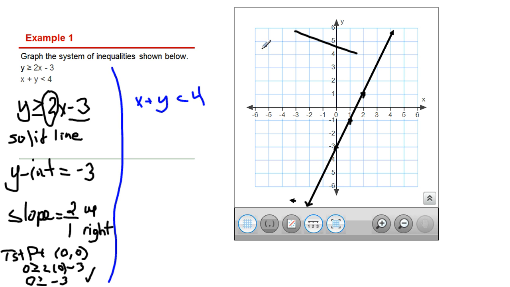Now, I'm not going to do much here. I'm just going to put some lines like this, because I don't want to go crazy, because I have to shade twice, and then where it overlaps in your shading is going to be your answer. So that's the first inequality to graph.